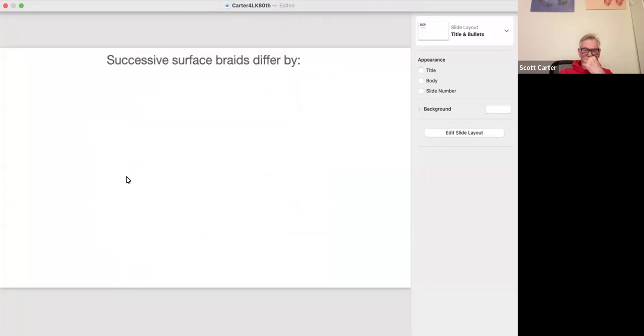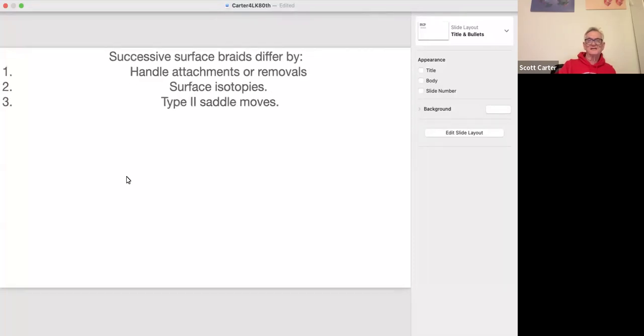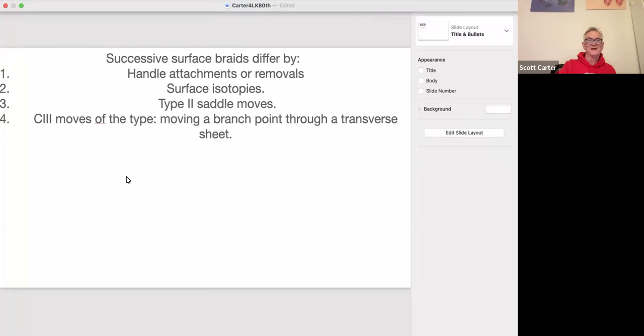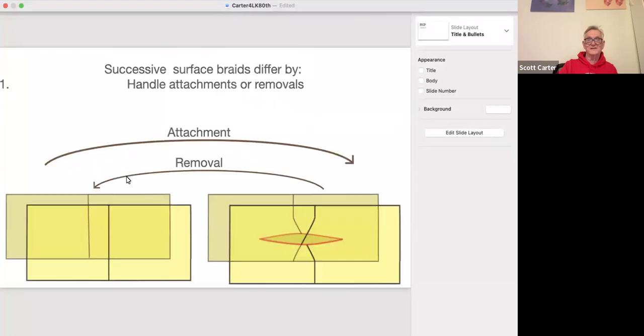So the successive surface braids that we're going to see are going to differ by handle attachments or removals. They'll differ by surface isotopies, saddle moves, type 2 saddle moves, some of the C3 moves that are moving a branch point through a transverse sheet, and type 2 bubble moves, canceling or creating a pair of white vertices. Those are triple points.